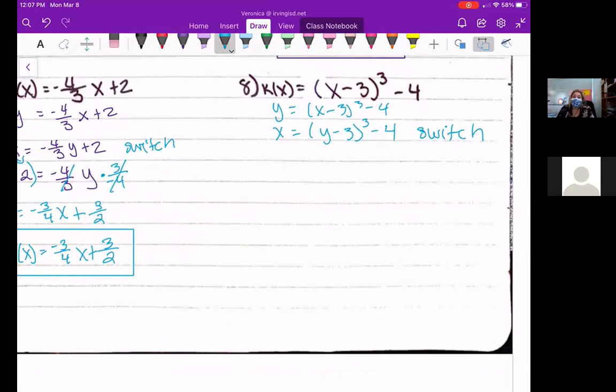So we have y inside the parentheses. So this is just like anything that we've ever done, right? You want to isolate the y. So before you can do that, you have to move the minus 4. So we're going to add 4 to both sides. So we have x plus 4 equals y minus 3 cubed.